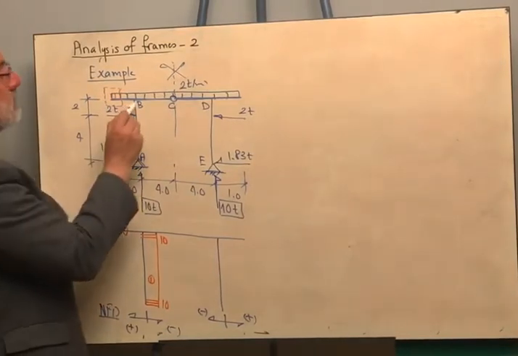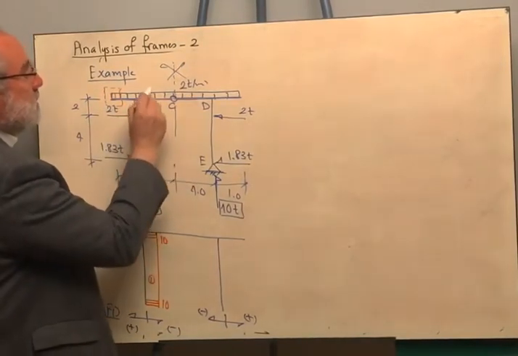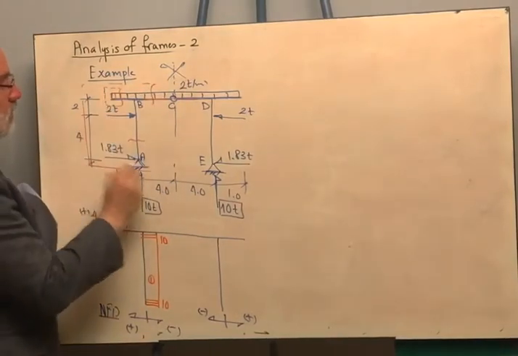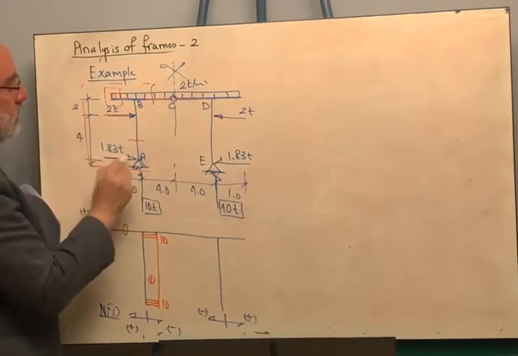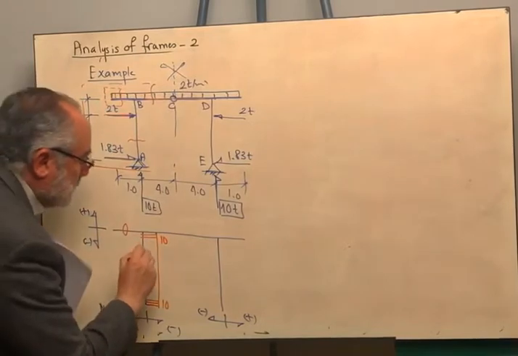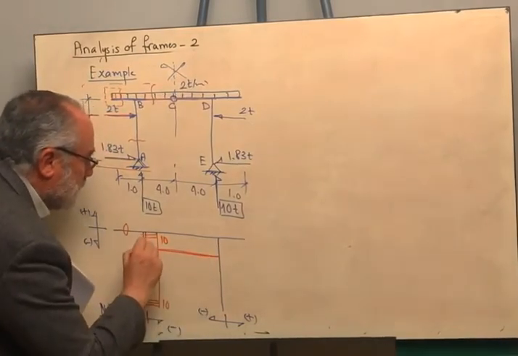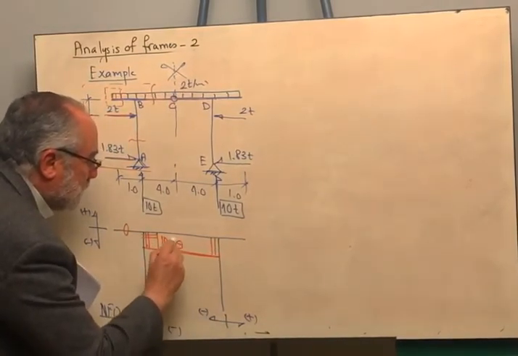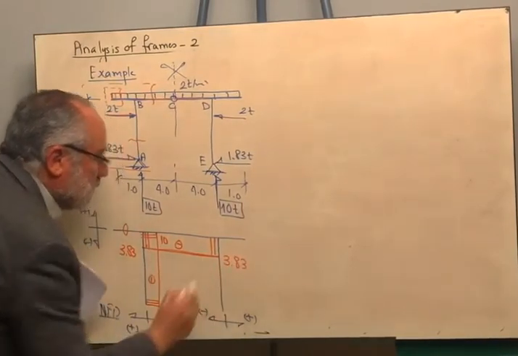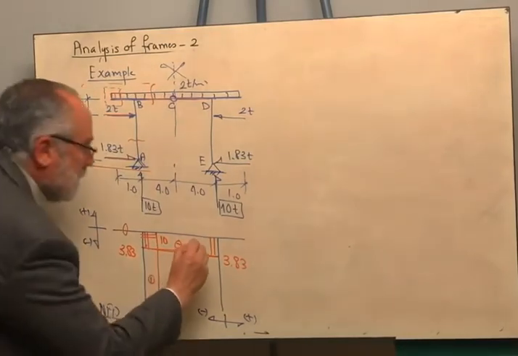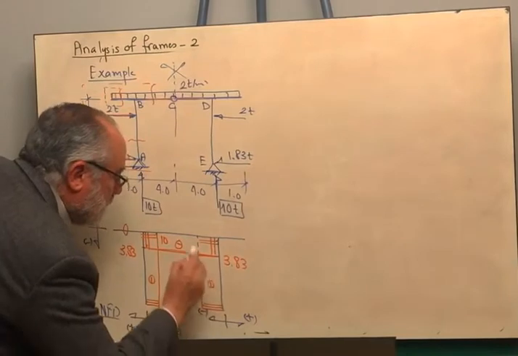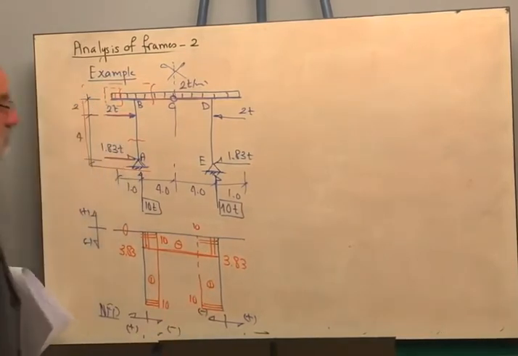So if I want to get the normal force in the part BCD, I will take a section like that, and I will take the left-hand side. So I'm having 2 and 1.83, they are both causing compression. So the resultant here is compression, and it is equal to 3.83. Now I'm having here normal force compression as well, which is 10 ton like that.